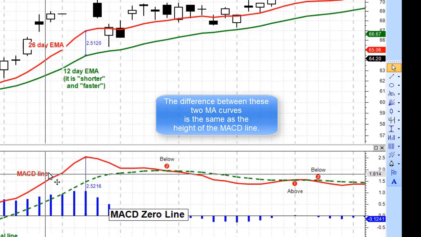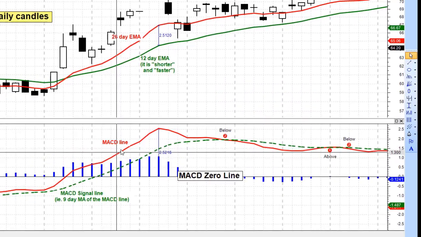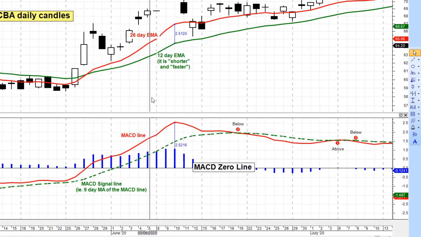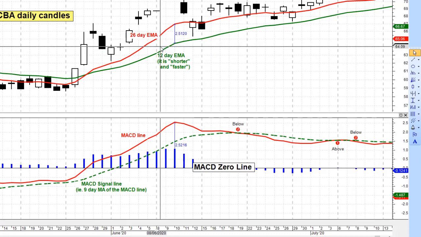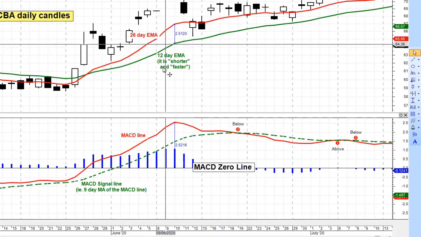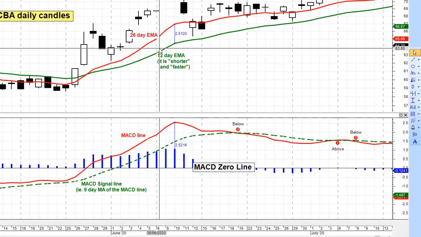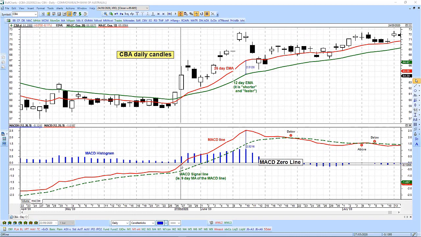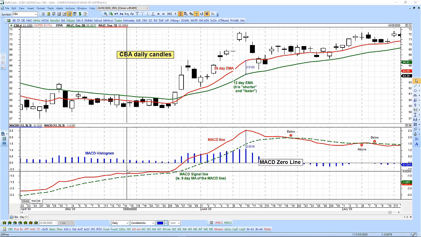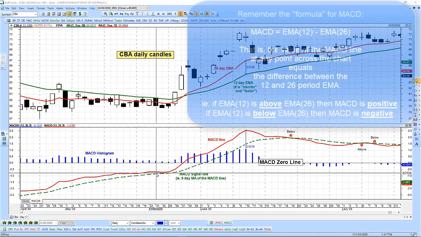When the MACD line is rising above its zero line, as it is here, it's telling us that these two moving averages are also rising and moving further apart. The distance between them is increasing. That's the opposite of earlier in this chart, where the MACD line is below its zero line, so its value is negative, but it's still rising.